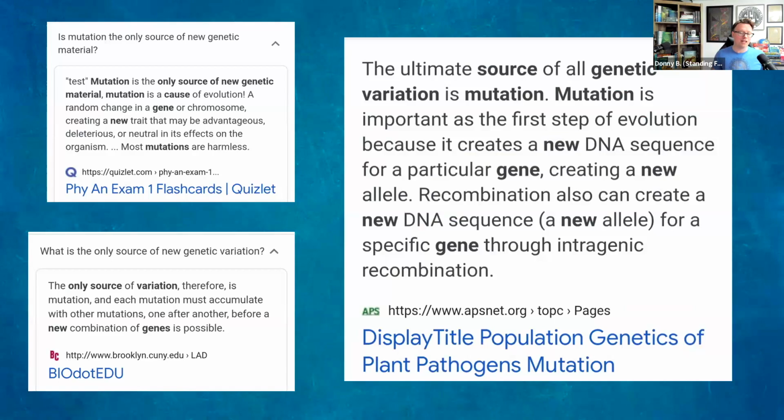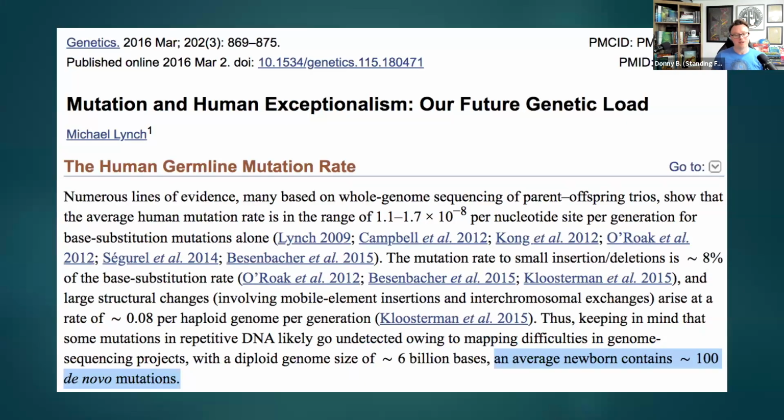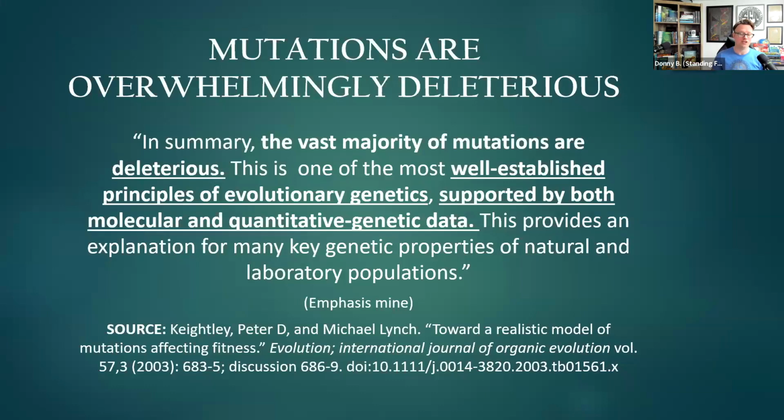I mentioned earlier that they believe that the ultimate source of genetic variation is mutations. Mutations over time, you can see here, these are the basics of evolutionary theory. Unfortunately for evolutionists, the vast majority of mutations are deleterious. They're disease causing, they're damaging. They don't provide the necessary raw material to take your bacteria-like organism into a biologist over millions and billions of years. Here's an interesting paper, the human germline mutation rate. An average newborn contains 100 de novo mutations.